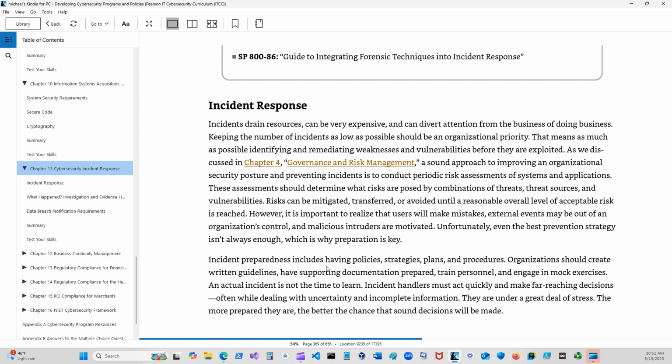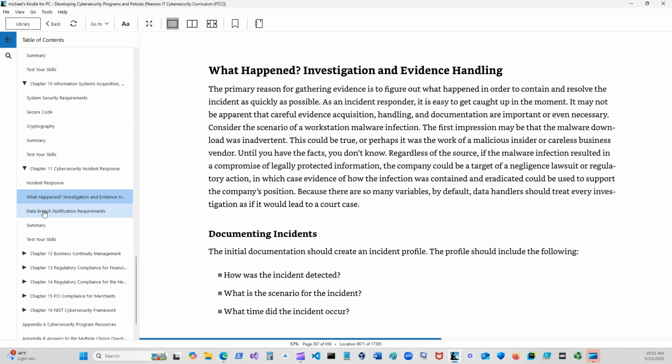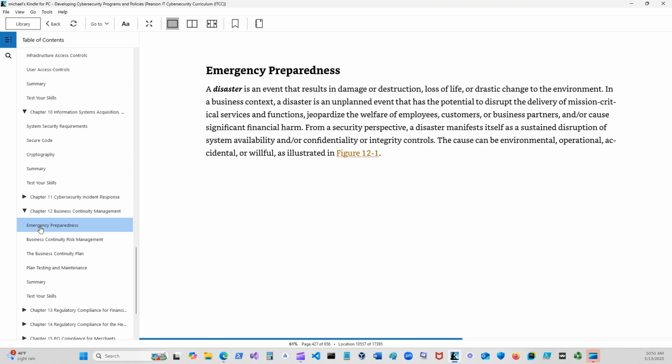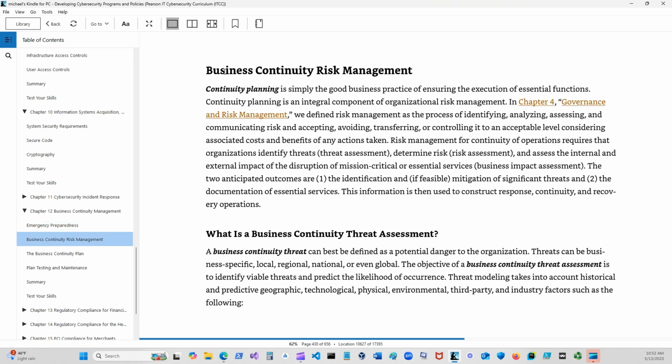Incident preparedness includes having policy, strategy, plans, and procedures, okay? So this is what we're focusing on: the policy, strategies, plans, and procedures. And there need to be written guidelines and all that, right? This is going over what things to consider. You notice how it's not really going technically into it, it's just telling you all the things to consider. Emergency preparedness, business continuity, risk management. This is a very important part of cybersecurity.